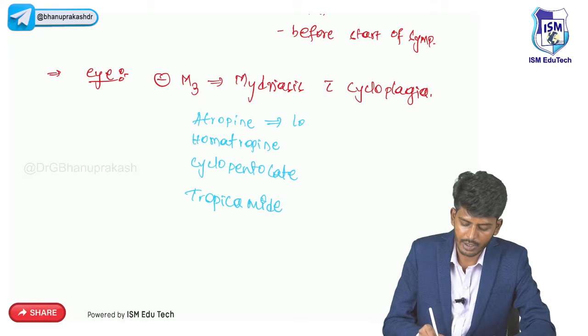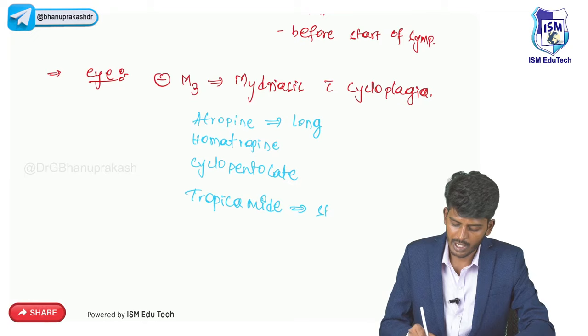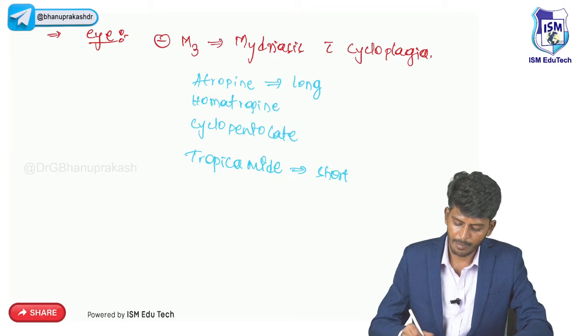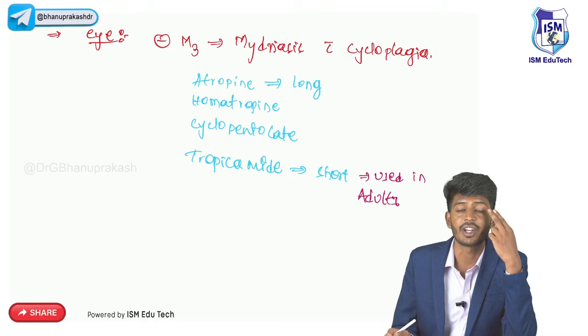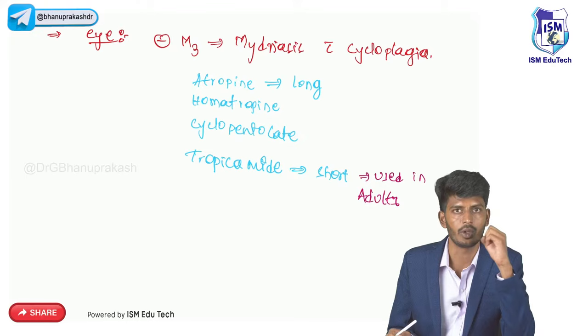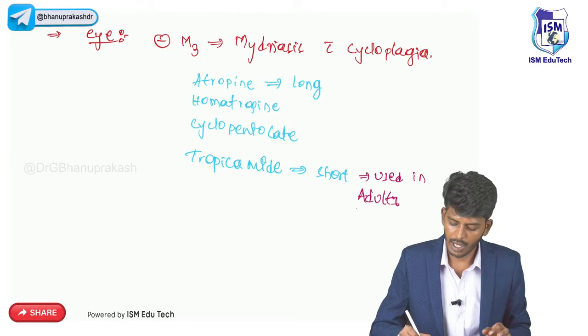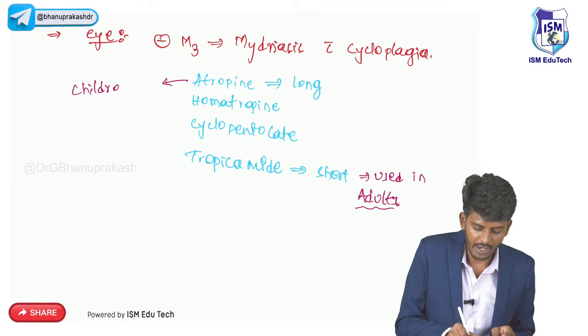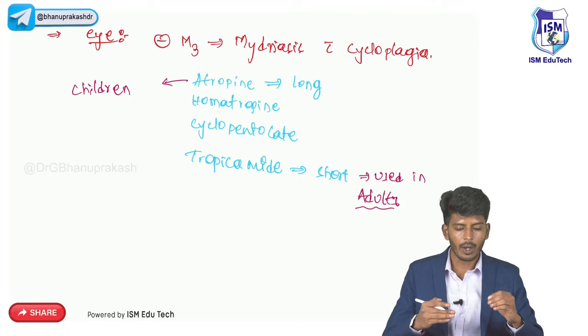Very easy to understand. Atropine is long acting and tropicamide is short acting. Since it is a short acting drug, it can be used in adults for the purpose of fundus examination, for example if you want to check the retina. For the examination of the eye, you are going to use tropicamide in adults. In children, atropine is used. Can anybody tell me why atropine is used in children? Because of strong ciliary muscle.